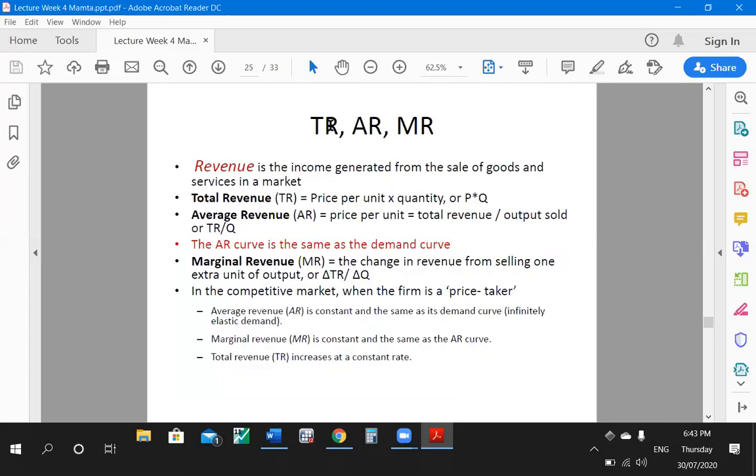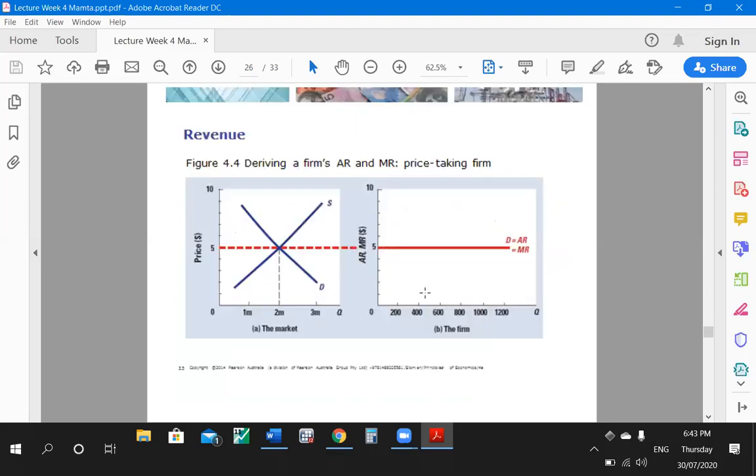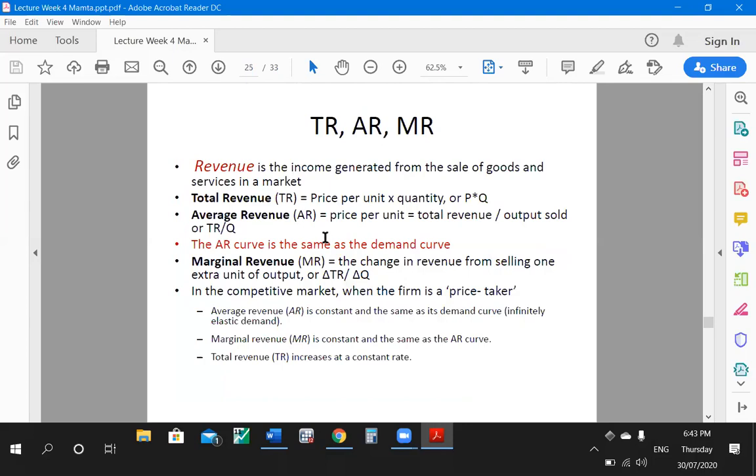We know these things already. Total revenue, average revenue, marginal revenue. Total revenue, we know this. I already discussed these things. Revenue is calculated by how? Price into quantity. That's how we calculate the revenue. Average revenue is total revenue divided by how many quantity you have sold. That's average revenue.